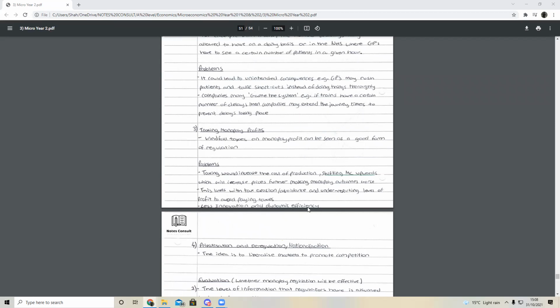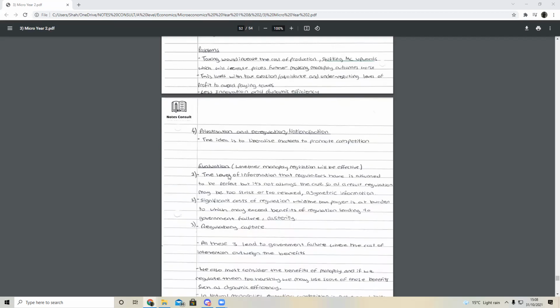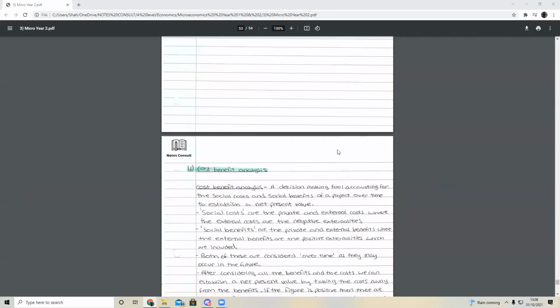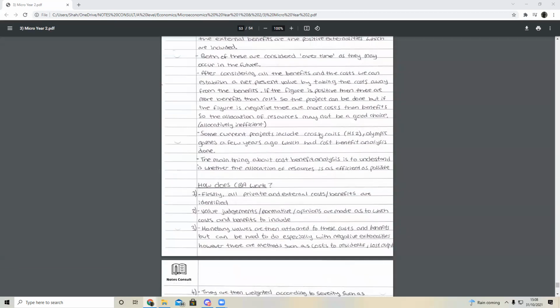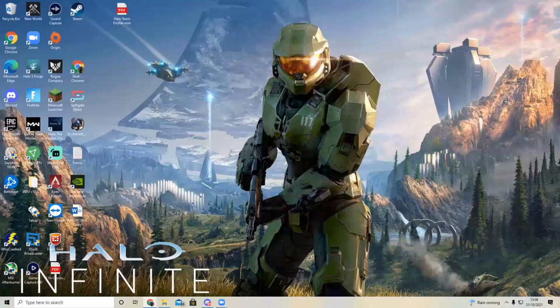So less innovation and dynamic efficiency as well if you're going to tax away monopoly profits. We already saw all of these, so we can have privatization, deregulation, nationalization, and we saw all of this basically. So we've already been through this, and that's basically it for this. We'll leave it there and we'll go through labor markets next week. Let me just quickly see labor markets.